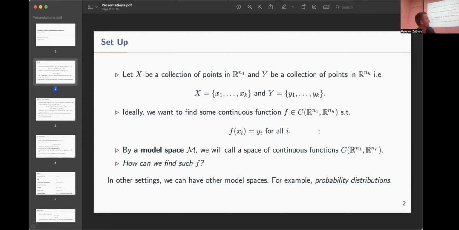For example, a solution for ODEs. So basically this is my understanding, but in this case, I will just start with a simple one. We have inputs and outputs, and I want to find or model some continuous function f that maps from X to Y. And the question is how we can find such an f. Any questions about this?